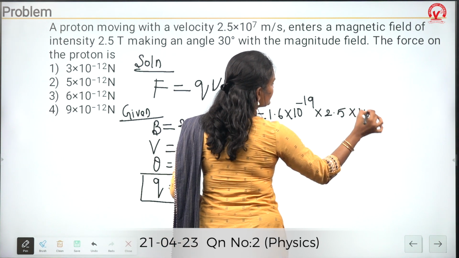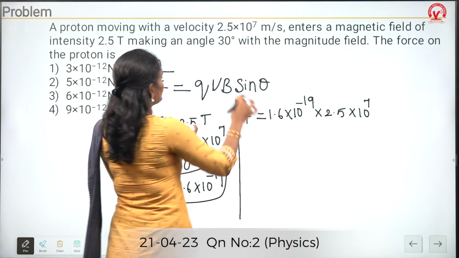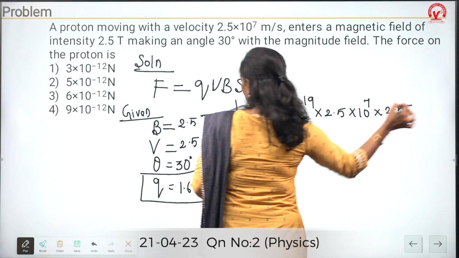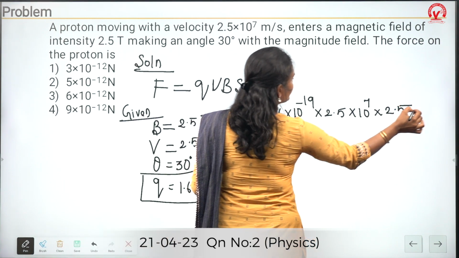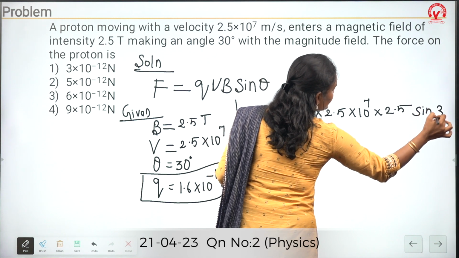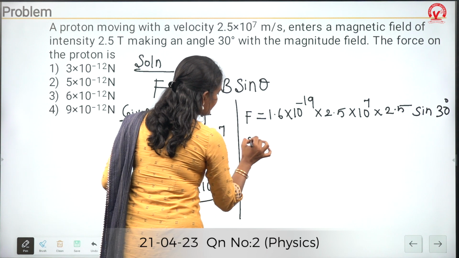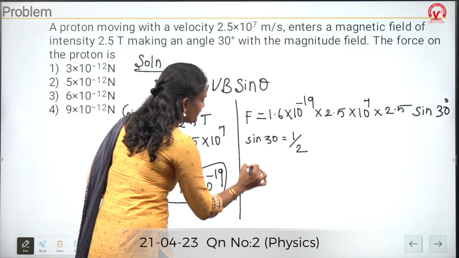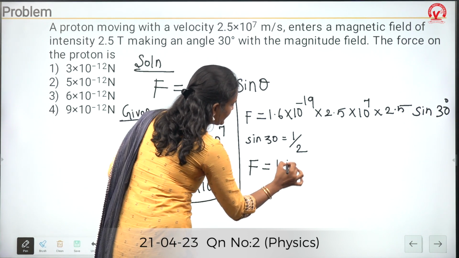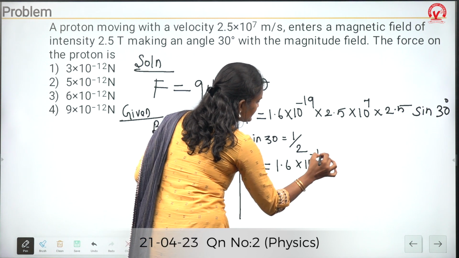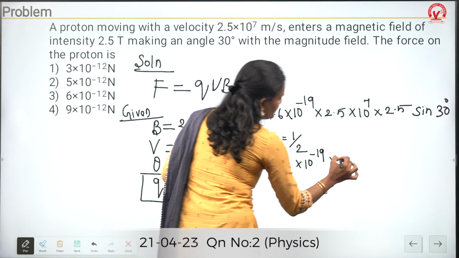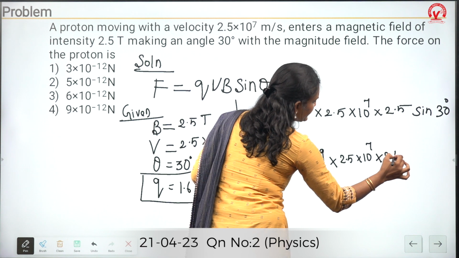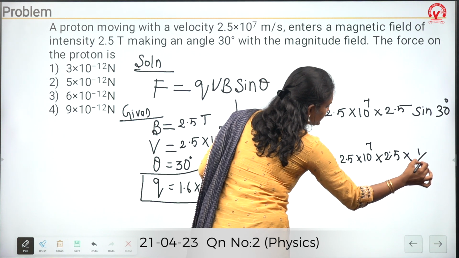2.5 into 10 power 7, as well as the B value, magnetic field intensity B is equal to 2.5, and theta value sin 30 degrees. Sin 30 is nothing but 1 by 2. So here force is equal to 1.6 into 10 power minus 19 into 2.5 into 10 power 7 into 2.5 into 1 by 2.